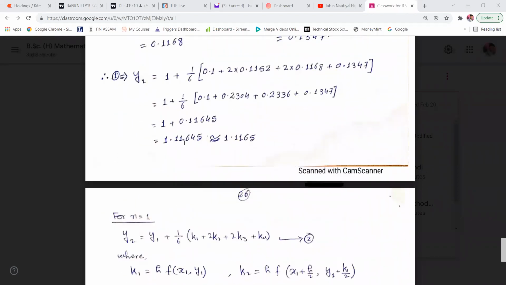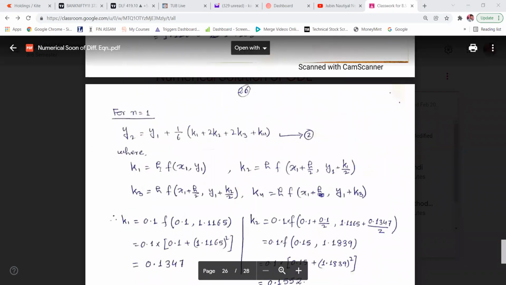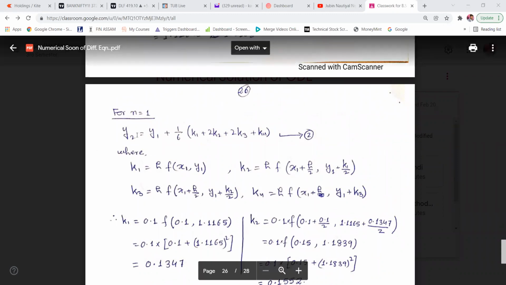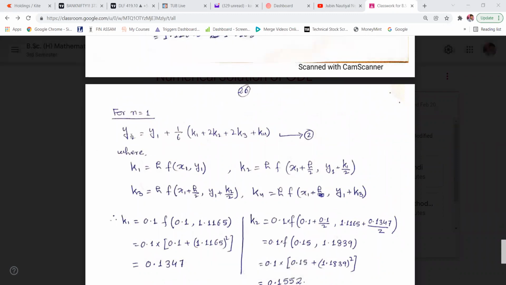Okay, so see, you have got the first approximation, that is 1.11645. So up to 4 decimal places, it will be 1.1165. Next, you put n is equal to 1 to get the second approximation. So if you put n equal to 1, y n plus 1 will be, n is equal to 1, that means 1 plus 1, that will be 2.